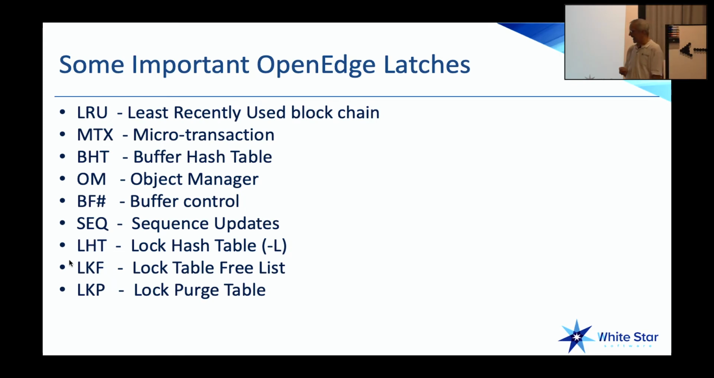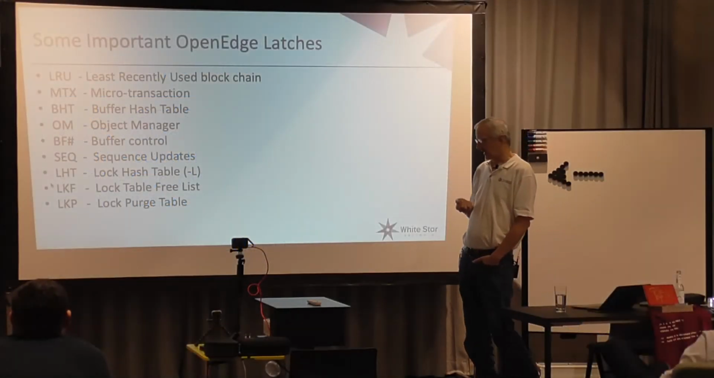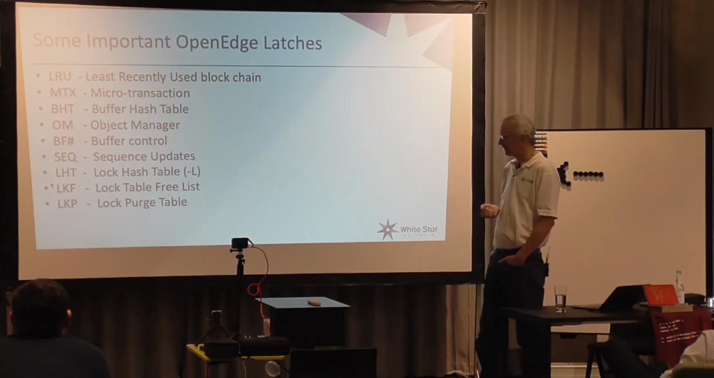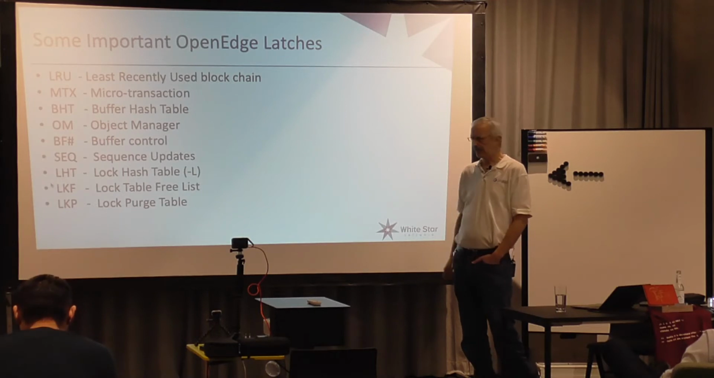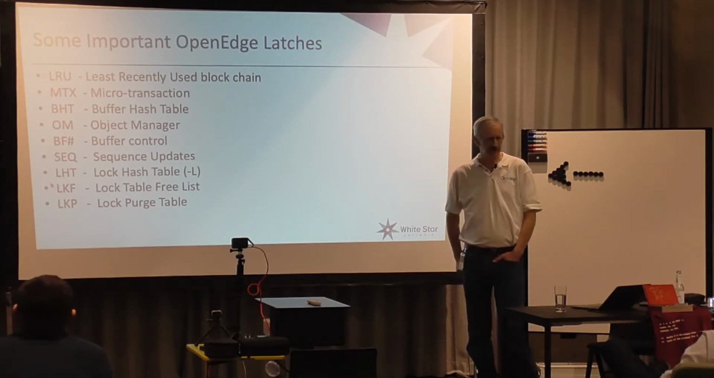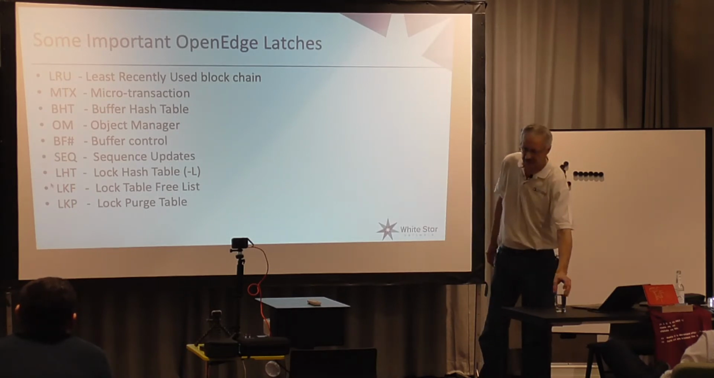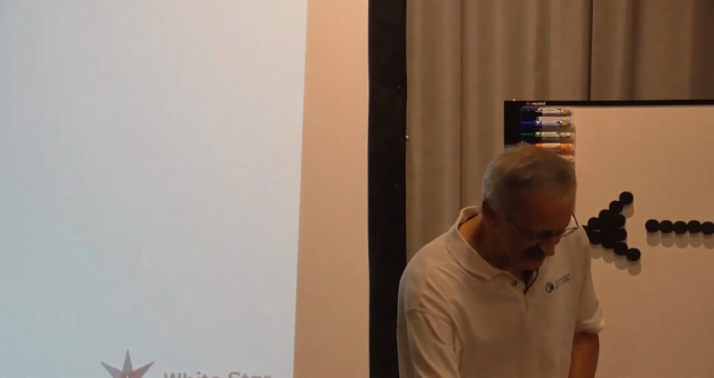LHT is the lock hash table. So when you're locking records, this comes into play. LKF is the lock table free list. So as locks are being freed, they're moving on and off of there. And the lock purge table will sometimes show up, especially, I think it was 10.2 something or other. There was a problem with LKP all of a sudden went crazy because something happened in the database engine. You don't see that one so much today.